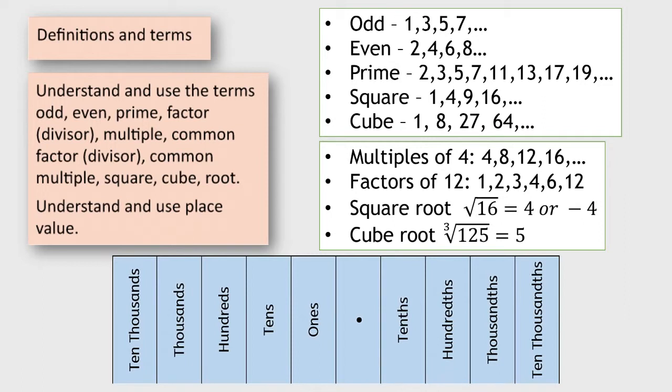What I do find when marking papers is that often people forget the difference between a multiple and a factor. So your multiples are your times tables and your factors are what go into a number. So I've given the factors of 12 as an example. Lowest common multiple and highest common factor will come up later, but understanding what the idea of a common multiple and a common factor is between a pair of numbers is also important.